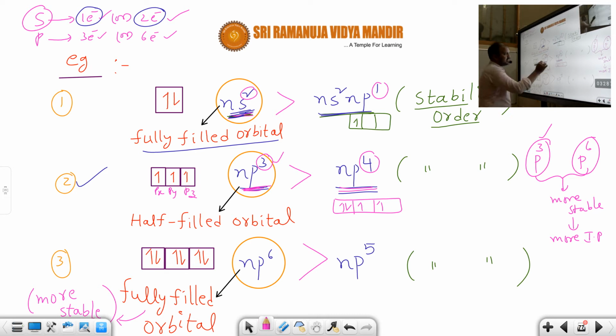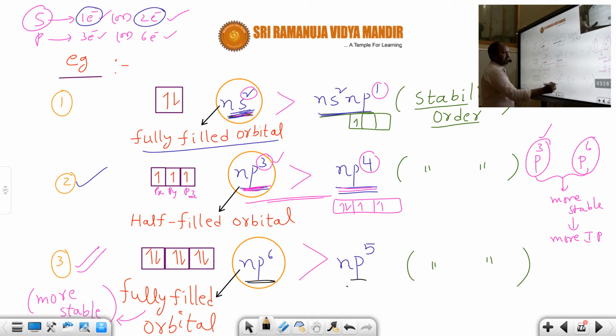That's why np3 is greater than np4. np3 is a half filled structure. That's why np3 has more ionization potential values. Because half filled orbitals are more stable, they have more ionization potential values. After that, have a look at the third example.